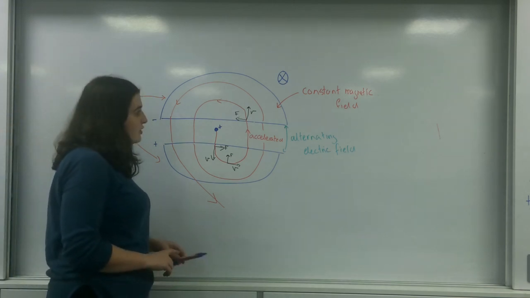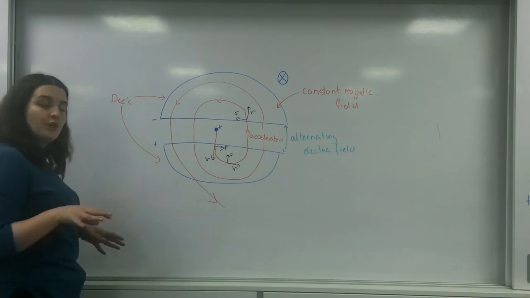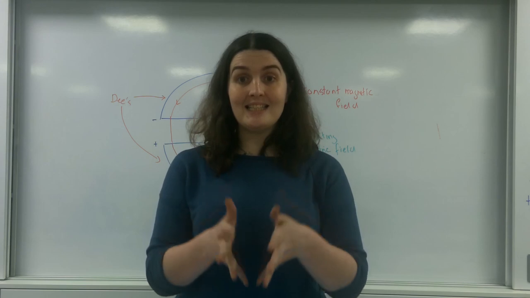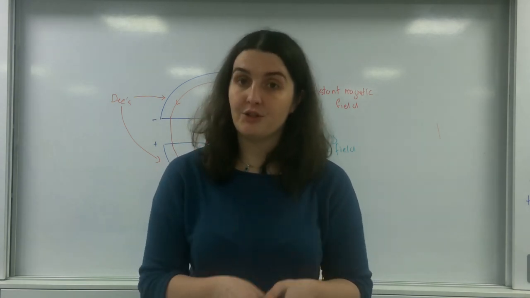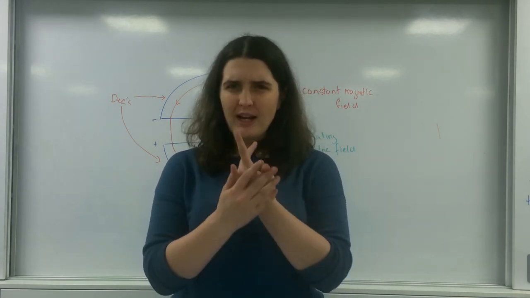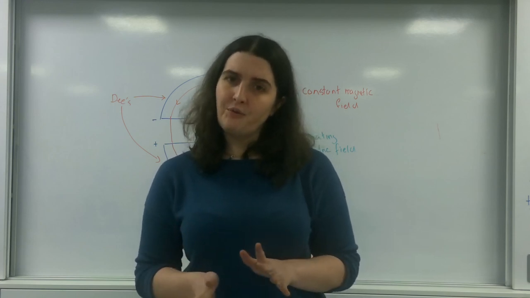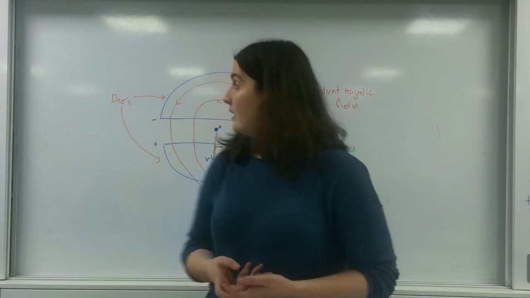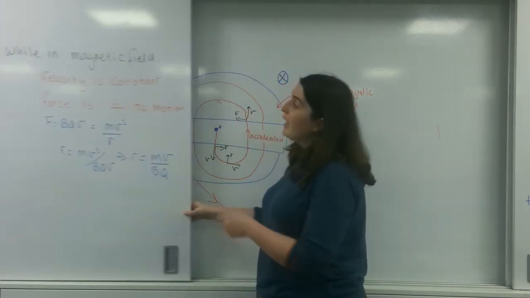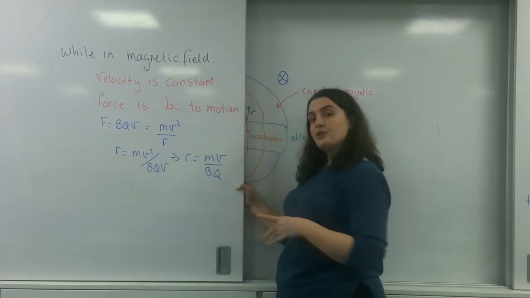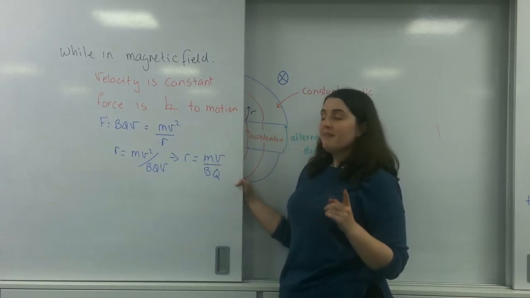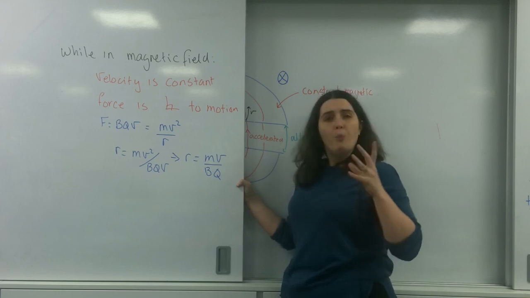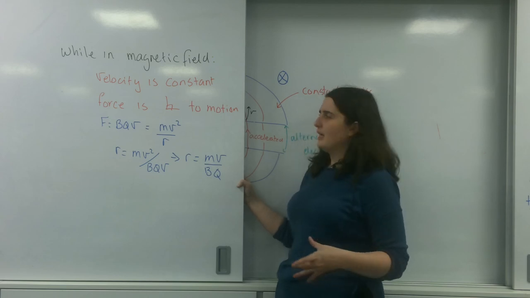Now, just to break this down for you, there are two very distinctive places that this charged particle is in. It's either in the magnetic field or it's in the electric field. And because the direction of the force is different compared to the way it's moving, it has slightly different effects. So while in the magnetic field, the speed of the object stays the same. And this is because the force is perpendicular to the motion, which causes circular motion, okay?